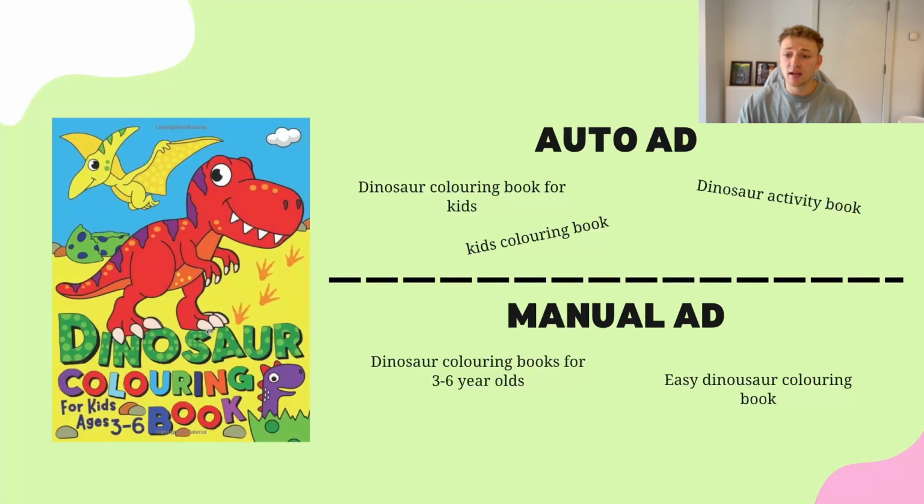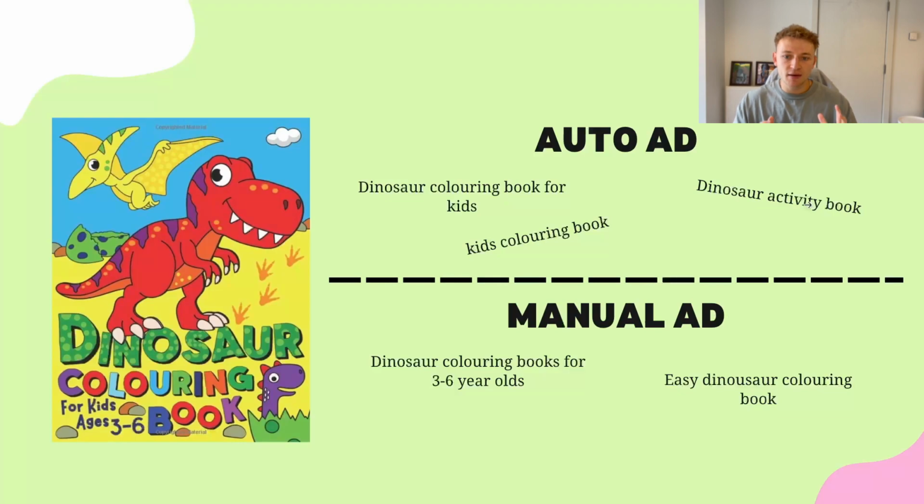It's exactly the same thing here for this dinosaur activity book search term. Yes, a coloring book technically is a type of activity book, but maybe they're looking for something a little bit more than just coloring. So maybe things like word searches, crosswords, dot to dots, as well as coloring pages, in which case this wouldn't be a great match for the book that we're actually advertising.